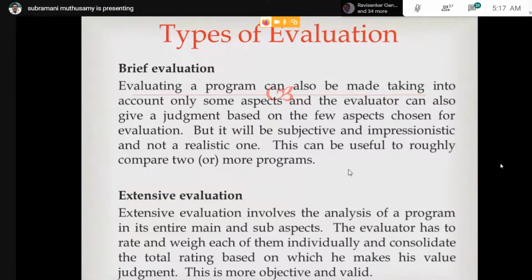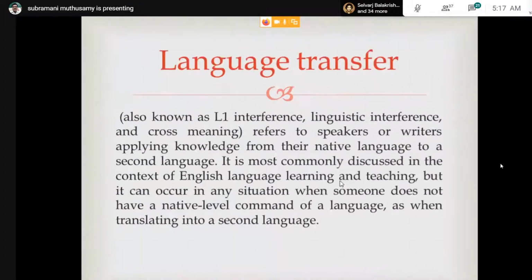And the last one, extensive evaluation. It involves the analysis of a program in its entire main and sub aspects. The evaluator has to rate and weigh each of them individually and consolidate the total rating, based on which he makes his value judgment. This is more objective and valid.